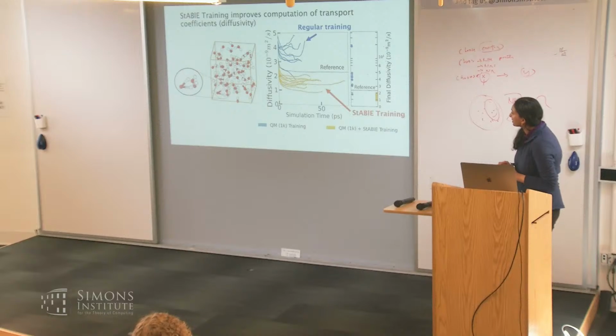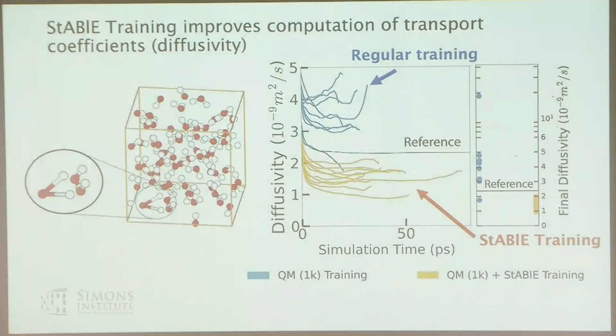Just one more example here is showing that there are certain observables you can compute better if you use this training procedure. On the top, this is if you're just doing QM training and you're trying to compute some type of diffusivity coefficient, this can end up deviating from what your actual prediction should be, sometimes because the simulation is not stable enough. And if you add this training, you tend to get values that are a little bit closer to the observable that you want to compute.